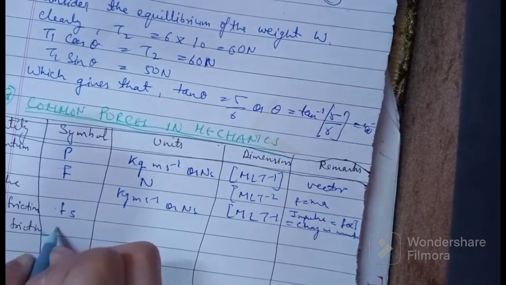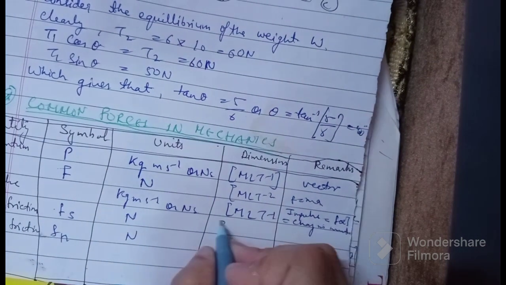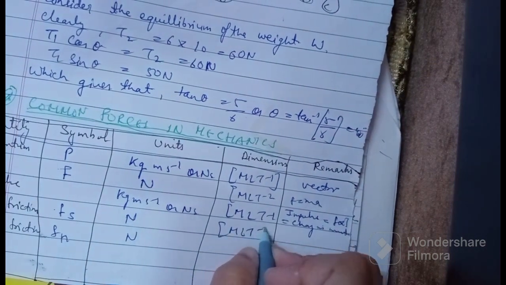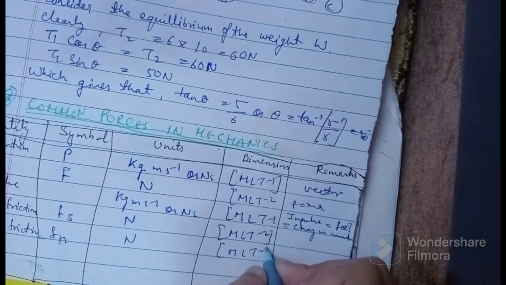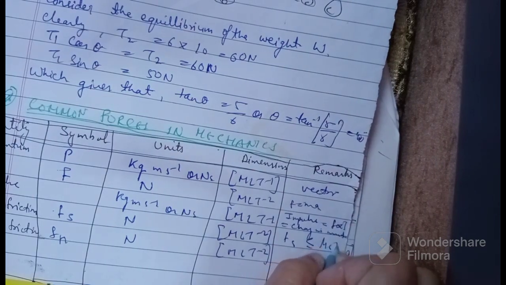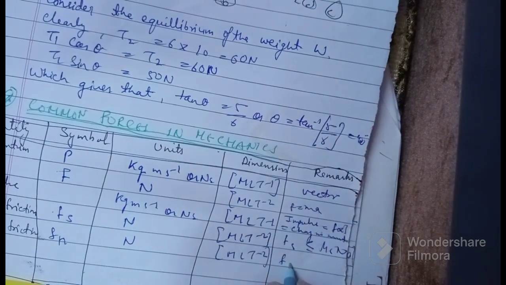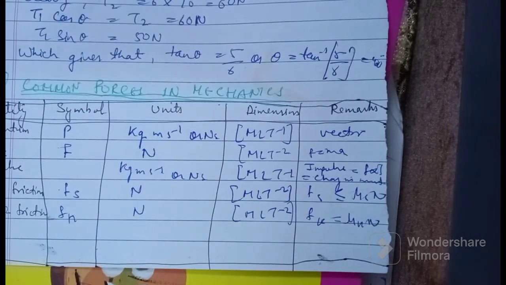For friction, the symbols are Fs and Fk, the unit is newton itself, and the dimension is MLT inverse square. Fs is less than or equal to mu s N, and Fk equals mu k N. So here we're going to end.